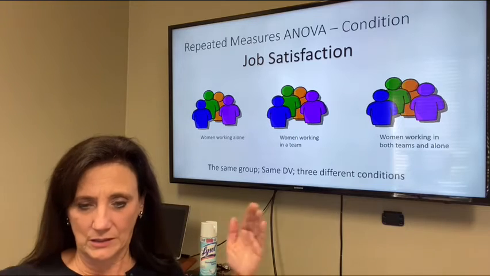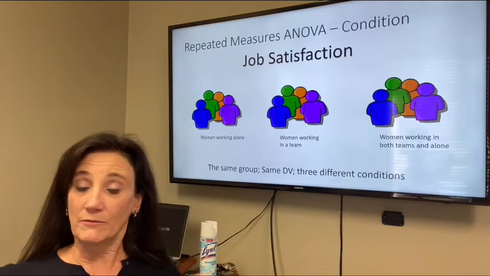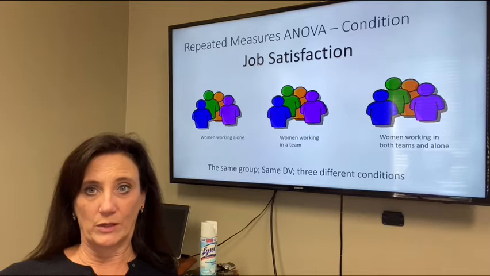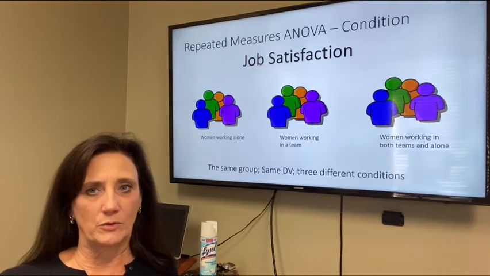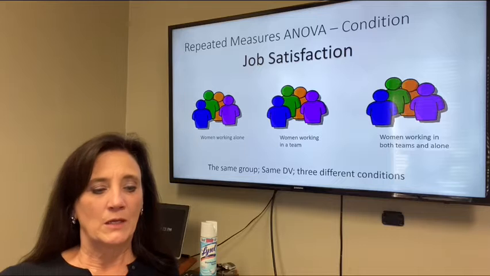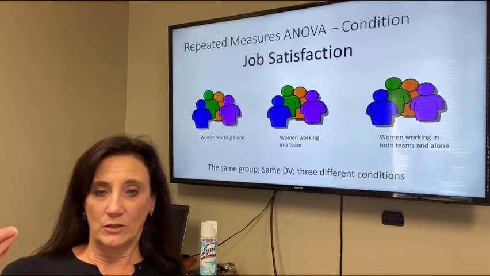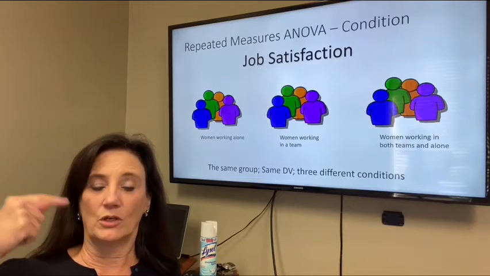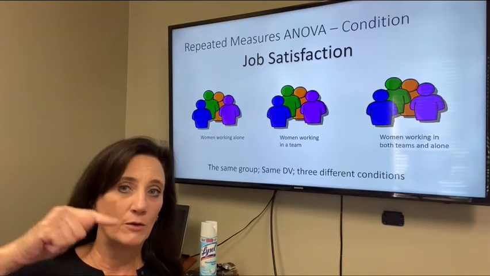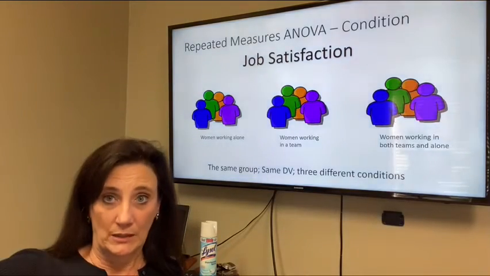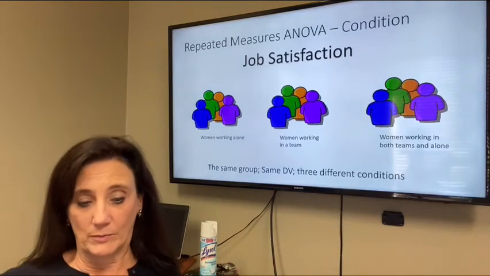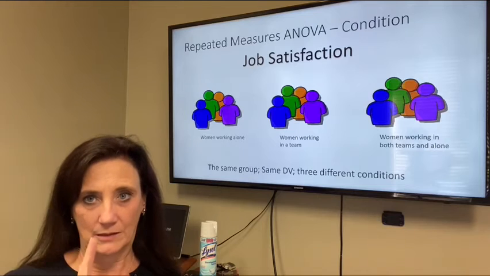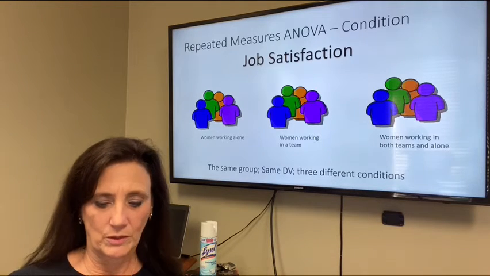So 3 different conditions. If I were a part of this study, I could only be a member of one of those groups. I couldn't be in multiple groups. Okay? So as an example, my scores for job satisfaction could not be included in both the women working alone group and the women working in both teams and alone. Can't do that. Got to be in a single condition. So just so we're clear on that.